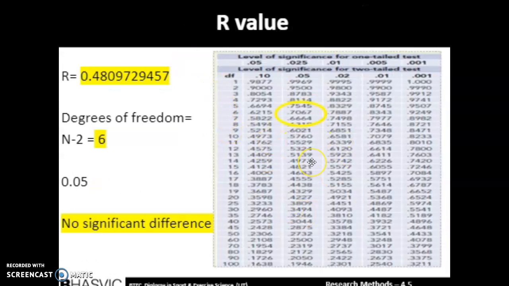However, if we look at this table here, this was our R value that we just figured out, 0.48. We need to look at the degrees of freedom first, which is n minus 2. We had 8 participants, so that's 6 because n was 8. We need to look at the 0.05 column, which is this one here, all the way down. And we need to find 6, so 6 is there, which is 0.7067. This means that there is no significant difference as it is above 0.05.